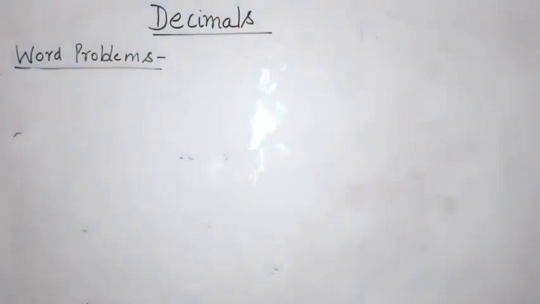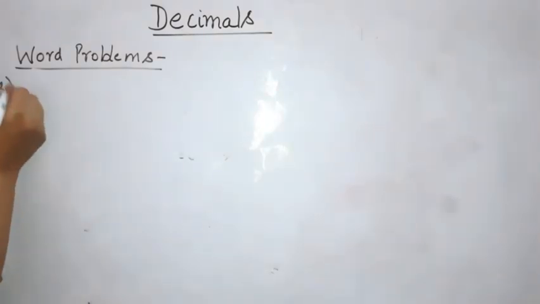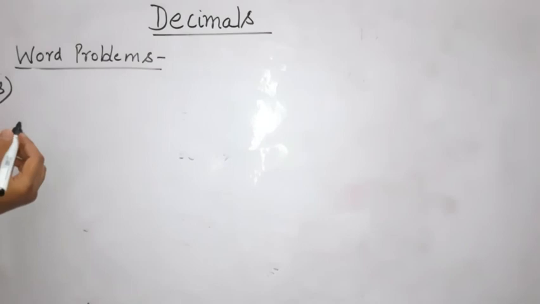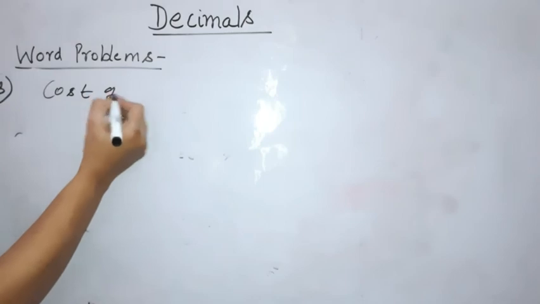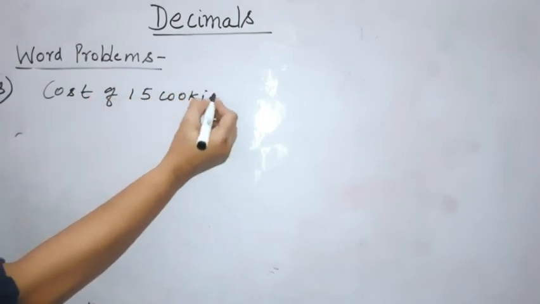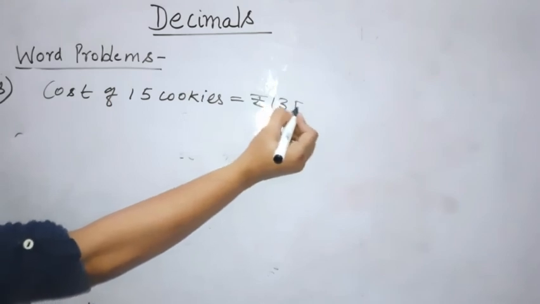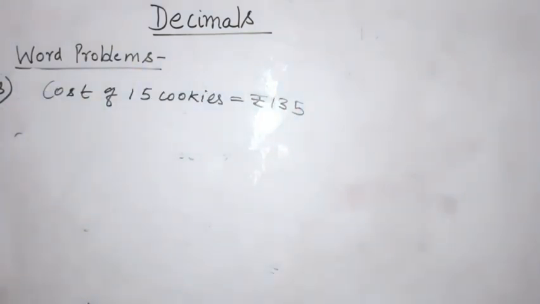Question number 3 is, Anuj bought 15 cookies for rupees 135. Find the cost of 10 cookies. Okay. Anuj has bought how many cookies? Total 15 cookies. And at what amount? Anuj has bought 15 cookies at rupees 135. Cost of 15 cookies. So what is the cost of 15 cookies? It is rupees 135. Now find the cost of 10 cookies. So you know the cost of 15 cookies, and from the cost of 15 cookies, it's very easy to find out the cost of 10 cookies.